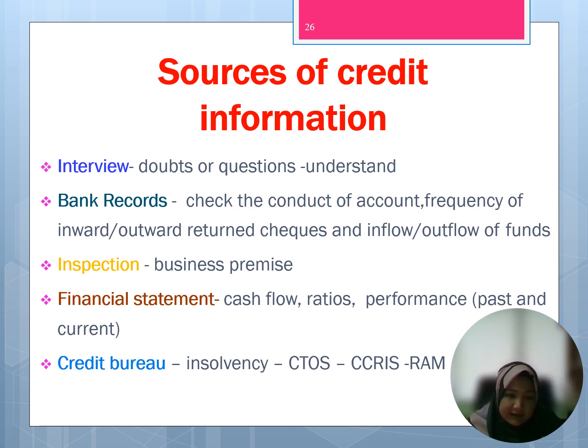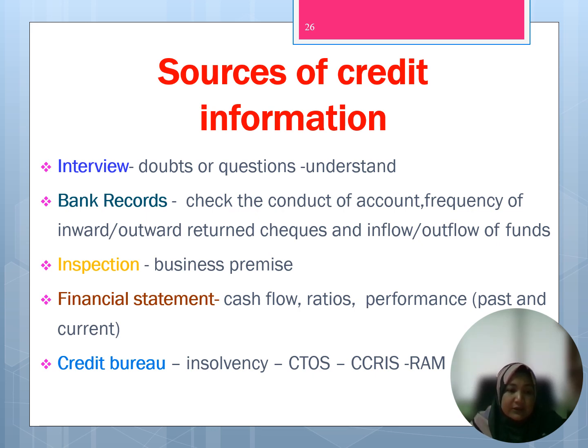And other than that, the bank also checks the credit bureau, the insolvency bureau, CITOS, SICRIS. CITOS, SICRIS is the system. RAM, Rating Agency Malaysia. In the next slides we will talk about CITOS. What is actually CITOS? Basically, I hope you can read the rest of the slide related to CITOS, and what CITOS functions are.